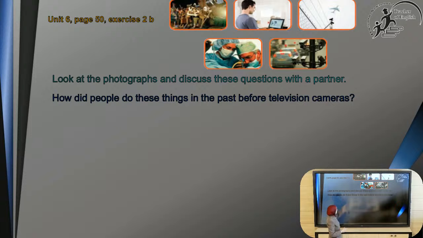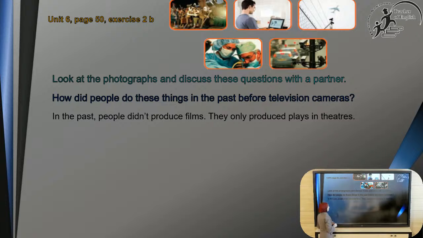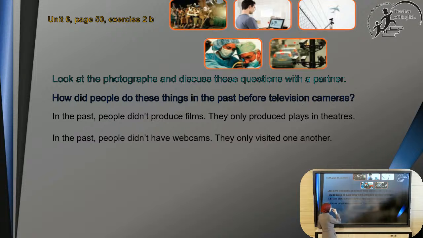Now look at the first one. It's the television or film camera. In the past, people didn't produce films. They only produced plays in theaters. Here we have a webcam. In the past, people didn't have webcams. They only visited one another. The third one, here we have the security cameras. In the past, people didn't have security cameras. They employed security guards.